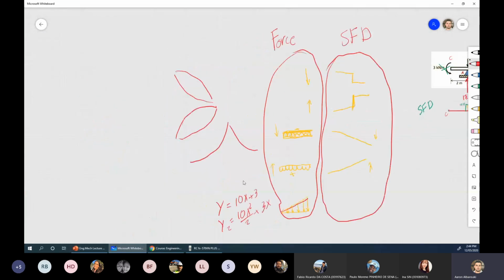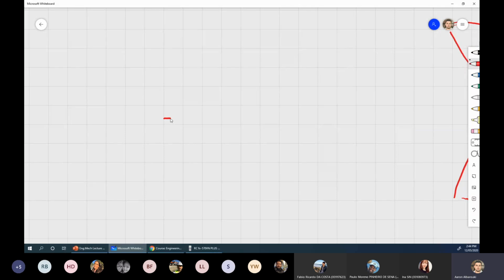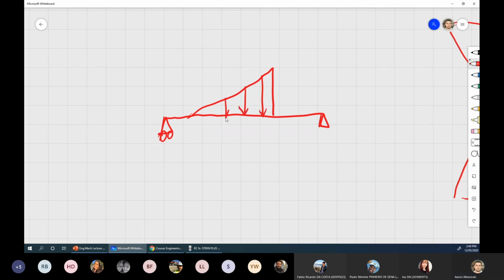So, if I ask you this question here, for example, if I have a beam like that, this is the beam, and I have a UDL here, starting from 0 to 5, the maximum value 5 kilonewton per meter. The question is for you guys.